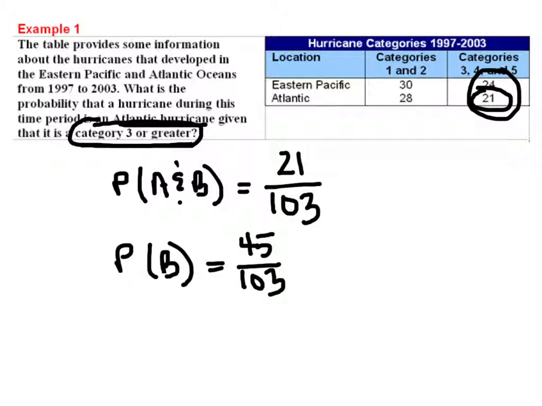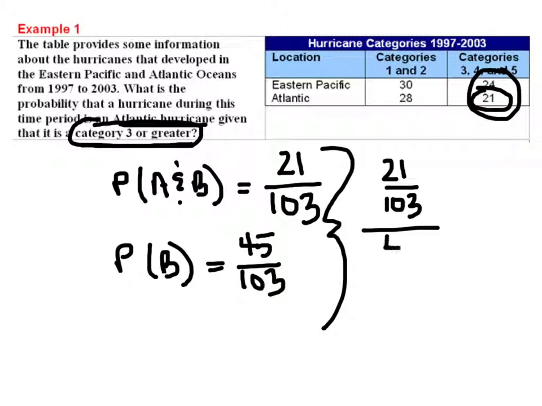So now we find the quotient of these. I have my 21 out of 103 divided by 45 out of 103. That comes out to a ratio of 21 to 45. That is the probability of A given B happening, or in this specific case, the probability of an Atlantic hurricane given that it is a Category 3 or greater.